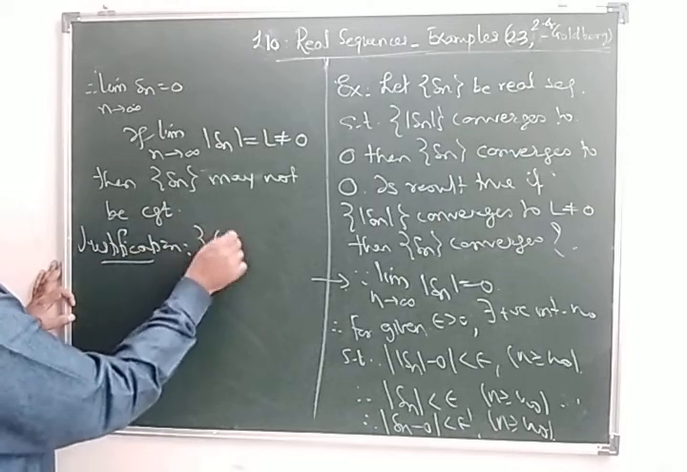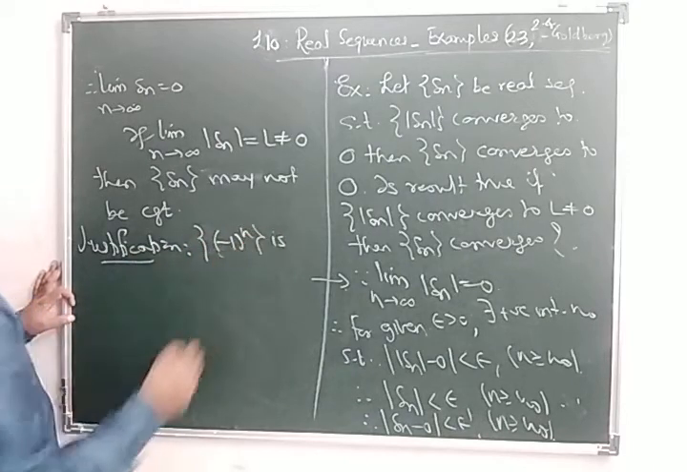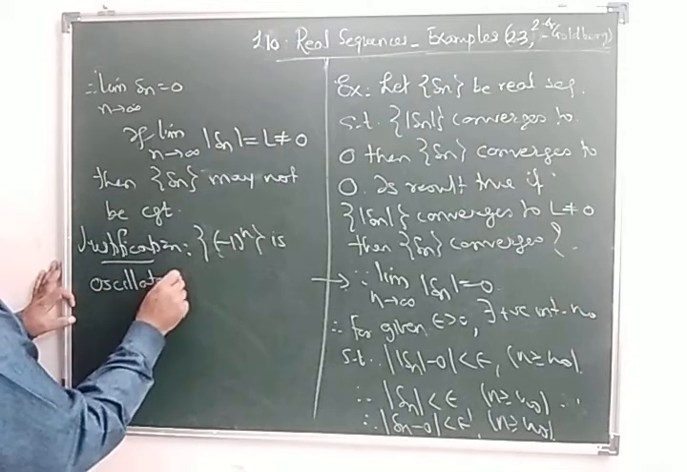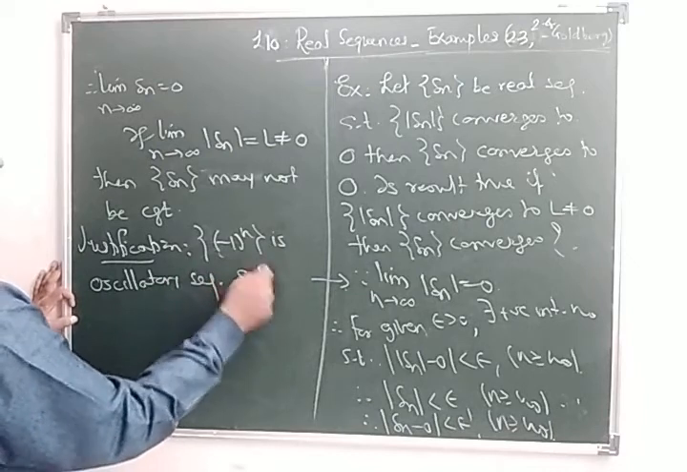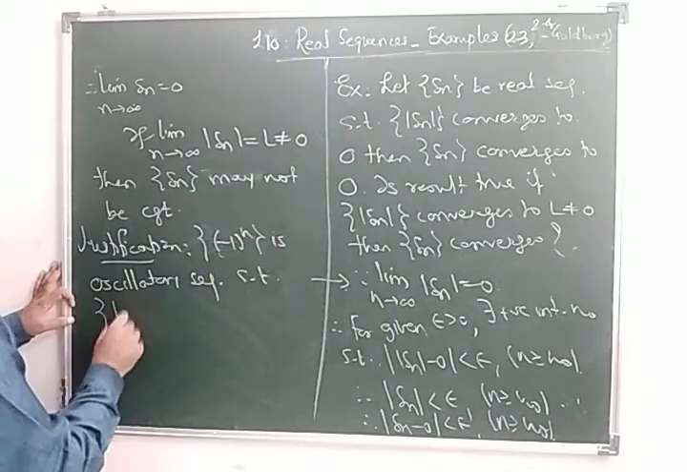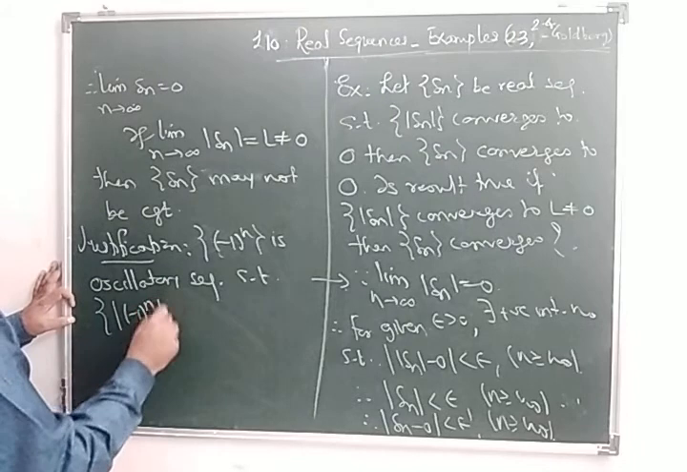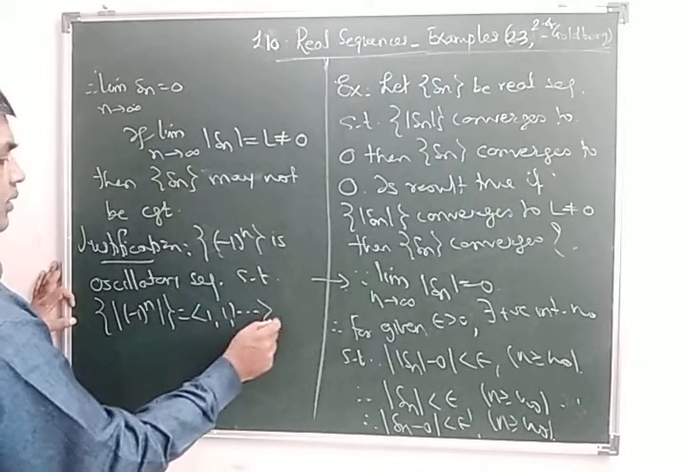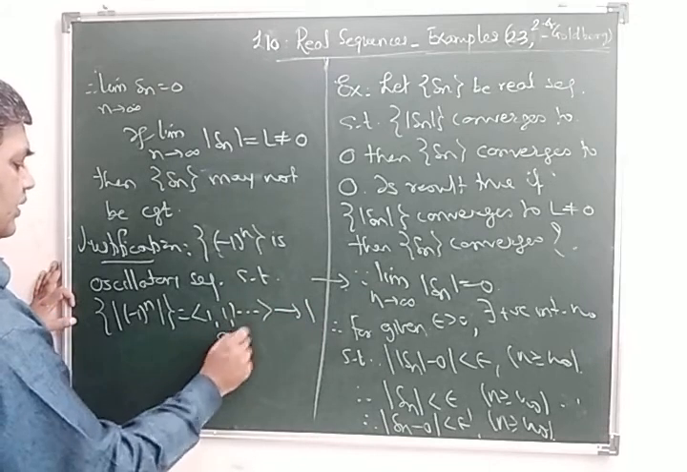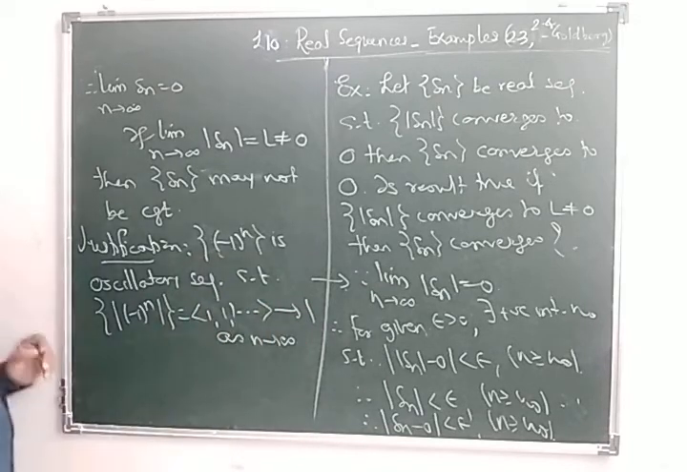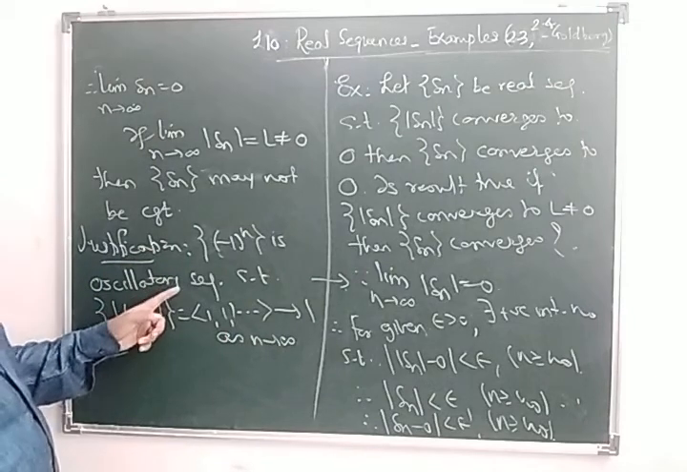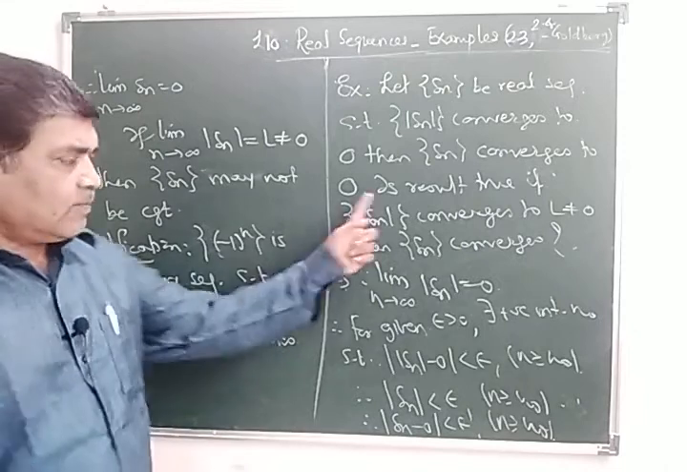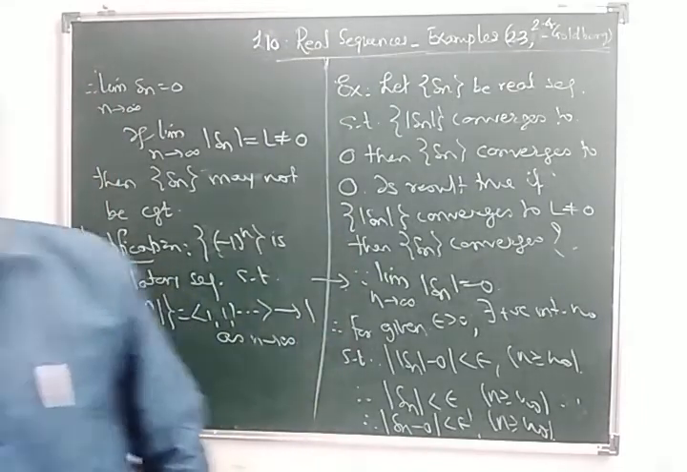Minus 1 raised to n is an oscillatory sequence such that mod of minus 1 raised to n tends to 1 as n tends to infinity. So this is an oscillatory sequence, meaning a divergent sequence, for which the modulus sequence is convergent, and therefore this part is false.